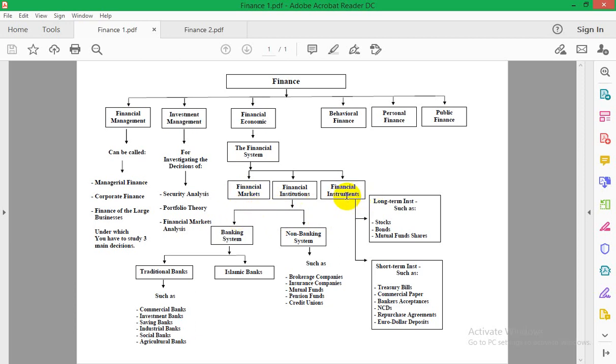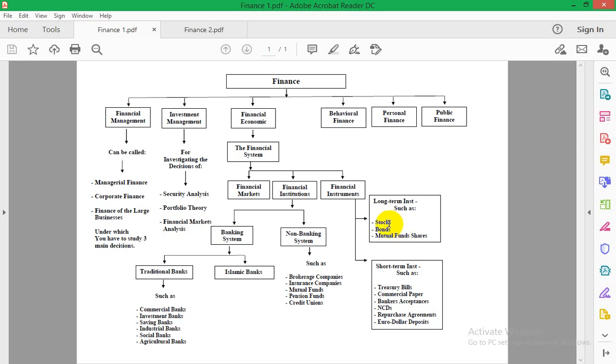And these financial instruments or financial assets can be classified into long-term instruments and short-term ones. The long-term instruments can be classified into stocks, bonds, and mutual funds shares. So, the common stocks, the preferred stocks, the bonds, and the mutual funds shares can be called long-term instruments, or long-term financial assets or financial securities. This is the meaning of the long-term financial securities.